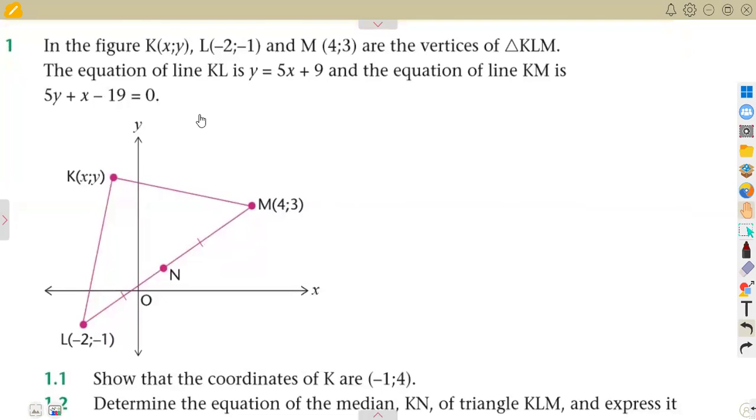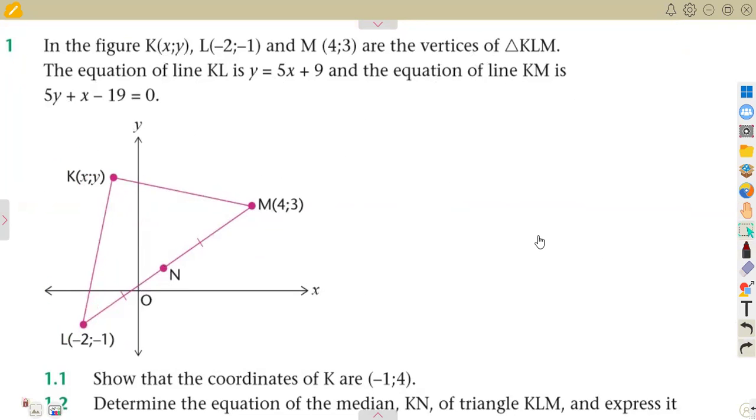We are given in this figure below, the one that you're given on this diagram, the point L, which is (-2, -1), and the point M, which is (4, 3), as vertices of triangle KLM. K is the point (x, y) that you're given there. Then we are given the equation of KL.